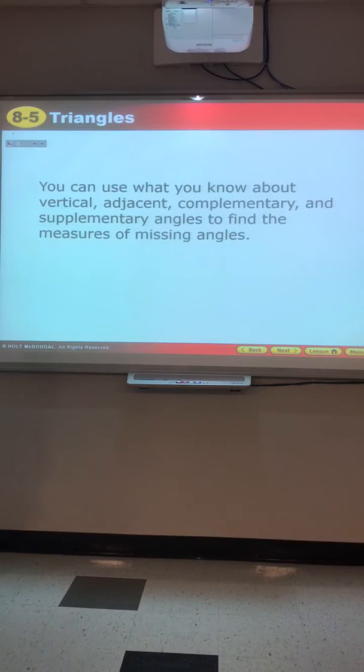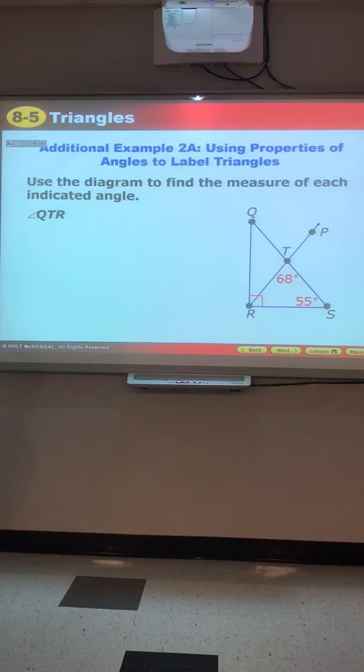Now you can use what you know about vertical, adjacent, complementary, and supplementary angles to find the measure of missing angles. Whoa, that's a lot. Vertical, they're congruent, and they're across from each other. Adjacent, side by side. They share a ray. Complementary and supplementary, hey, we did those in the review, you should know. Okay, so we have a triangle that's been busted up to pieces. We have to think. Use the diagram to find the measure of each indicated angle. QTR.